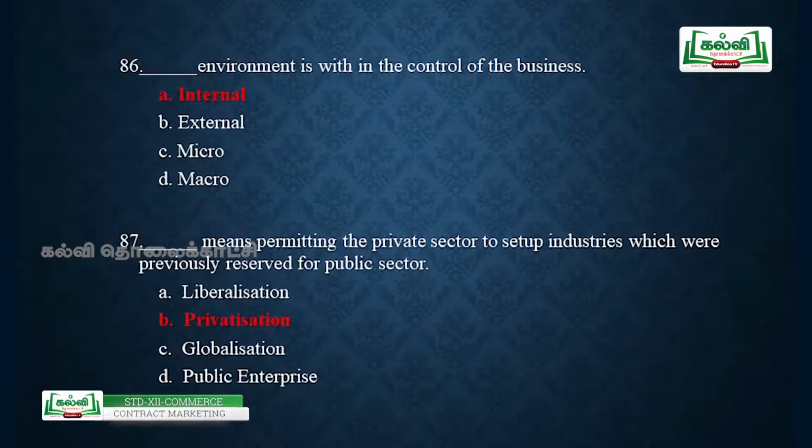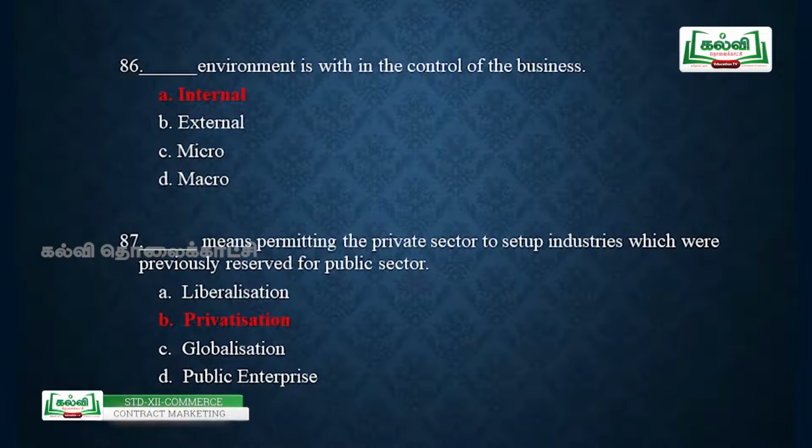The next one, dash environment is within the control of the business. What can control the business? The option B, external. External is not within the company, external deals with the government, the governmental policies, then rules and regulations, consumers, competitors. Then the micro deals with only a particular problem, not influencing the entire company. Macro deals globally, all the problems of the different companies and then the global rules and regulations. So, within the control of the business, the correct option is option A, internal.